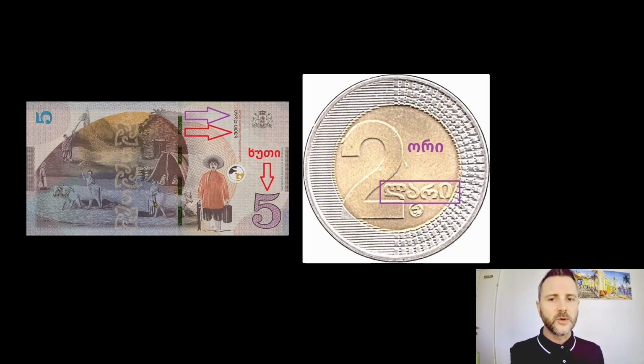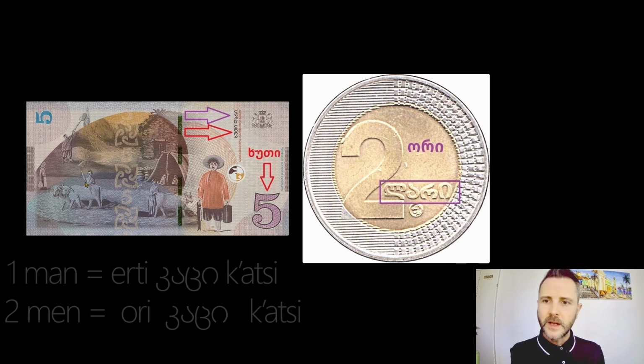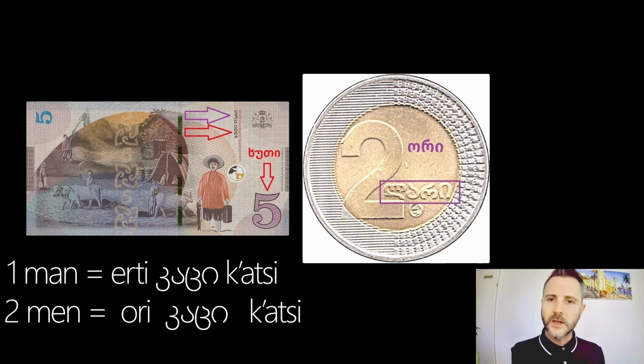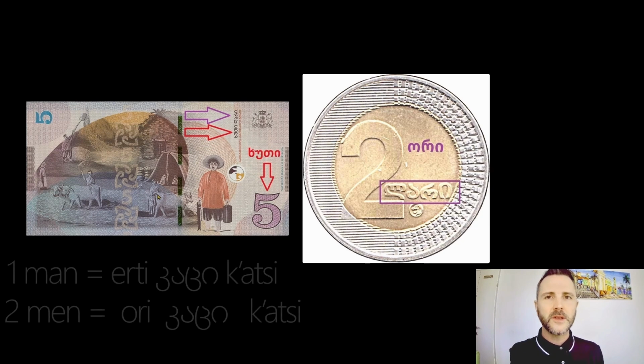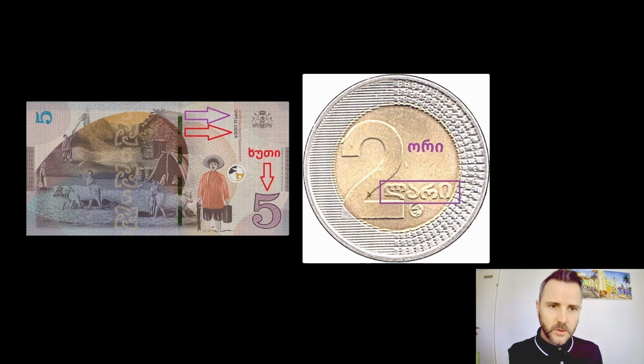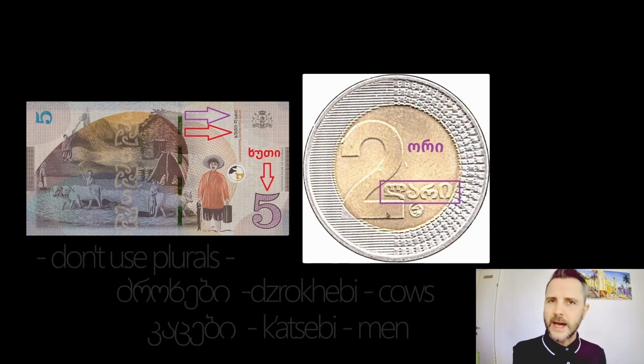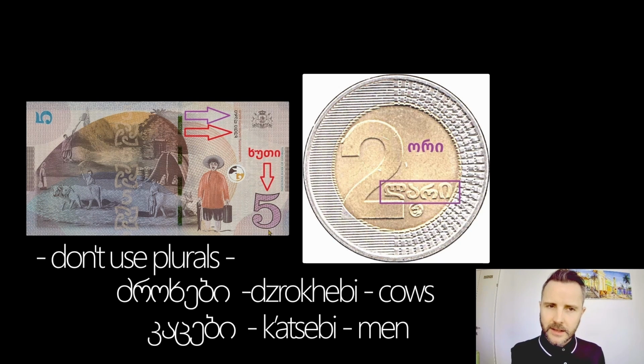Georgians don't need plurals to count numbers more than 1. So if you can see 2 men, erti katsi, ori katsi. That's basically it. We don't need to go any further than that. And 2 lari: khuti lari, ori lari. Khuti lari, ori lari, sami dzroxa, ori katsi.